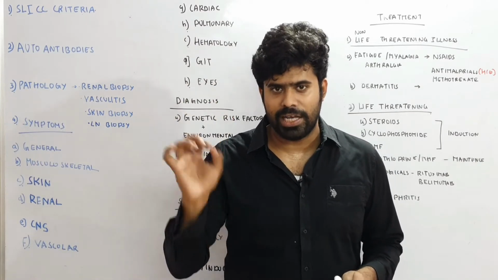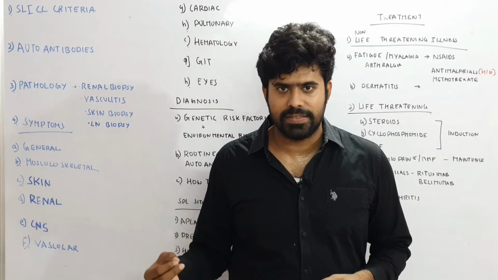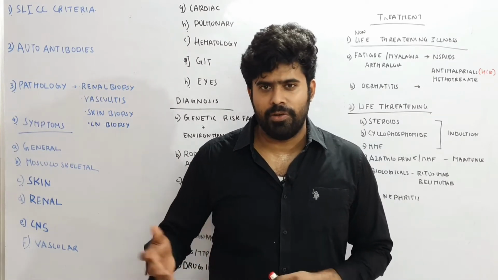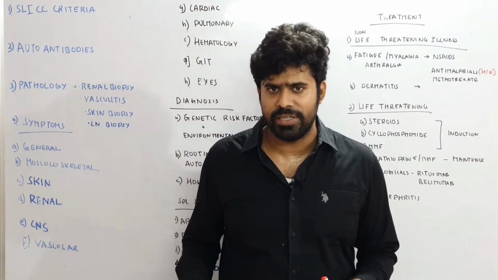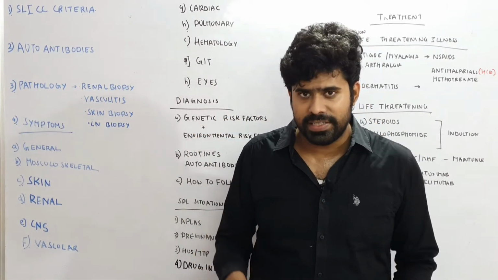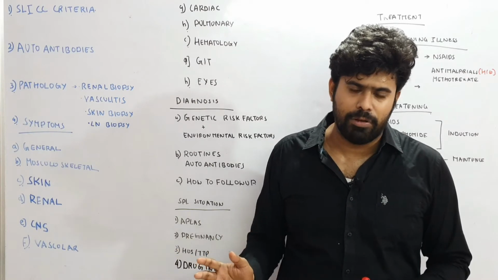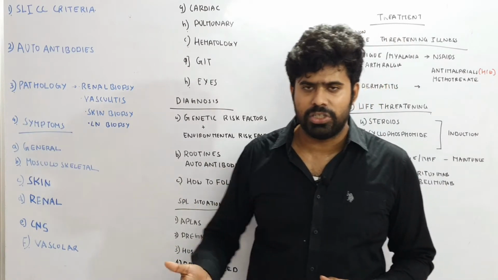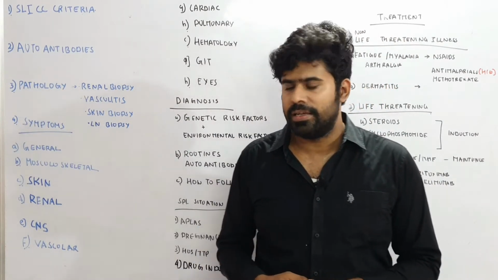If it is a class 1 or class 2 lesion, or if there is a class 6 lesion, then you need not go with such aggressive treatments. But if it is a class 3 or class 4, you have to go for aggressive treatment. Otherwise, the patient will very rapidly develop CKD, and hypertension and other complications will occur.